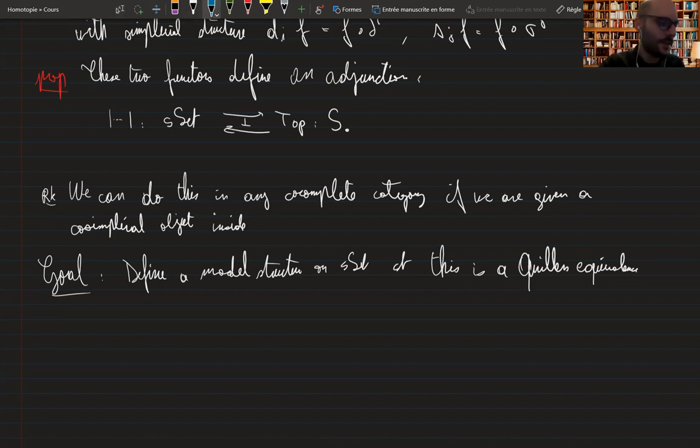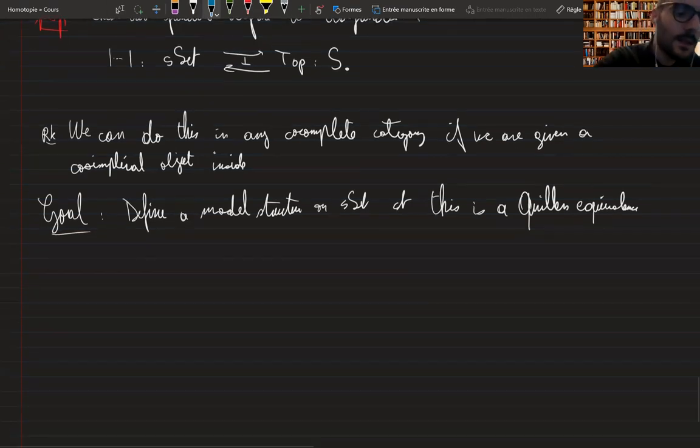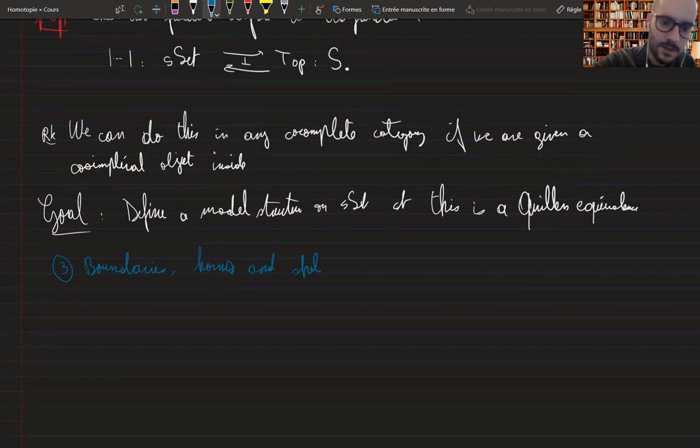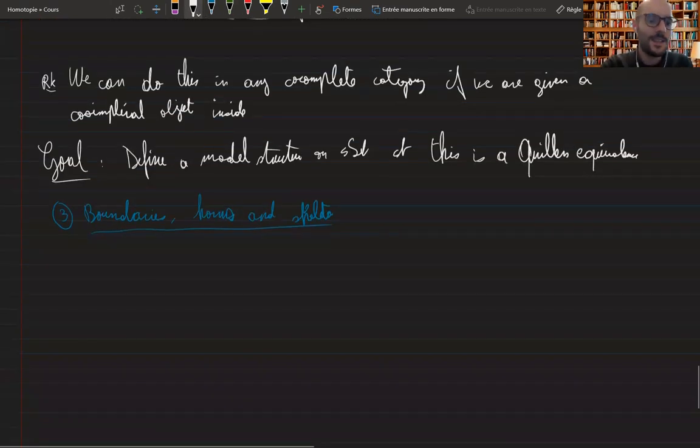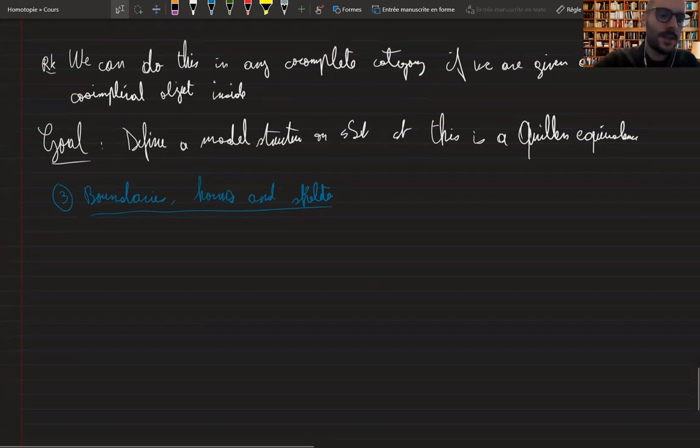Let's have a very brief discussion about boundaries, horns, and skeleta. Skeleta is the plural of skeleton. Well, so I'm going to introduce a few interesting simplicial sets that are going to be central to the definition of a model structure.